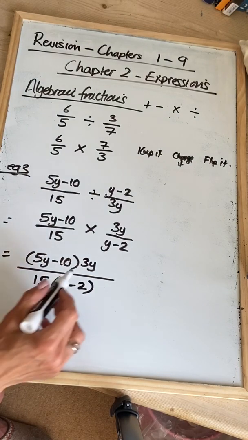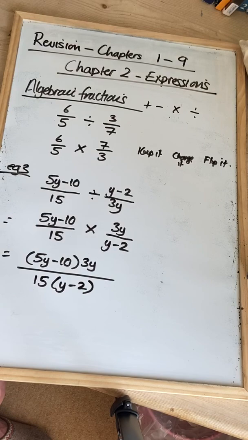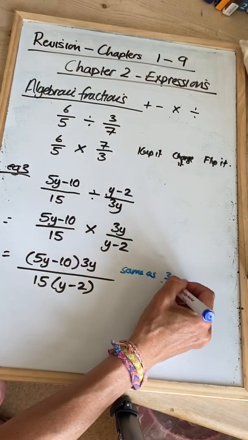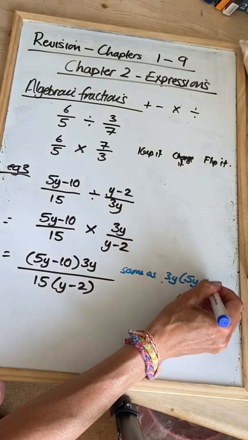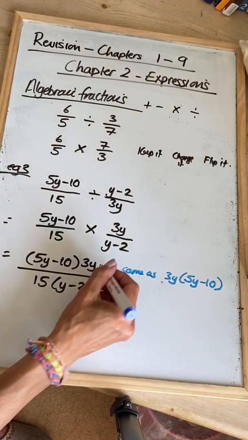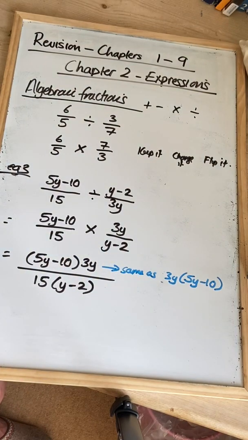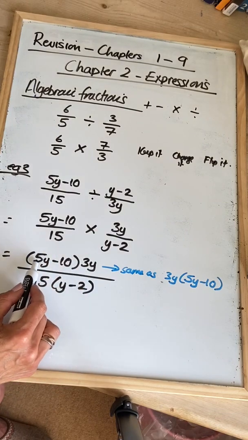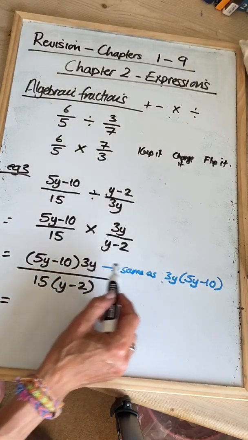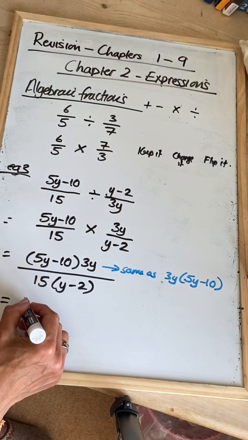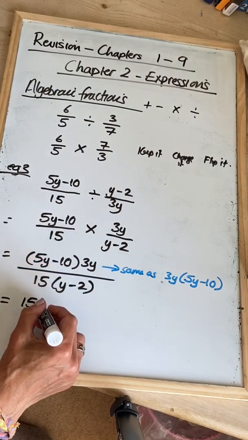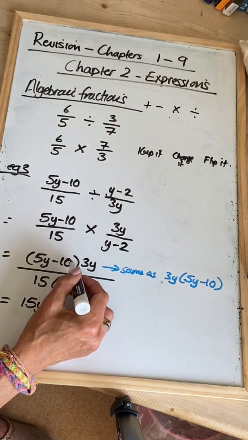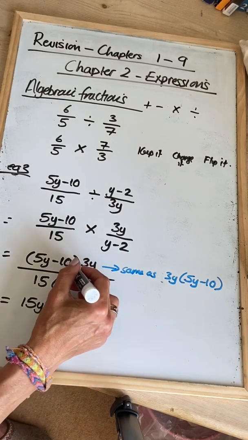Now you might not like this written this way around. It makes no difference. So I'm going to say same as 3y times 5y minus 10. You might prefer it written that way around, to see it more easily. Okay, so everything outside the bracket has got to multiply by everything inside the bracket here. 3 times 5 is 15. Y times y is y squared. 3 times minus 10 is minus 30y.